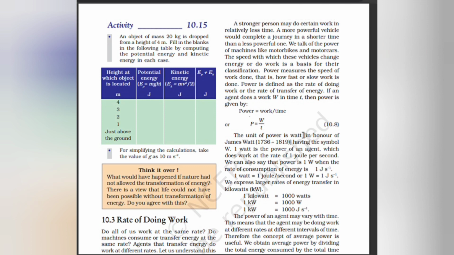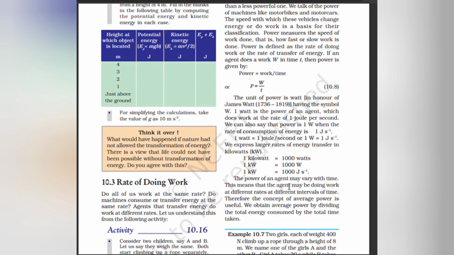The unit of power is watt, in honor of James Watt, having the symbol W. 1 watt is the power of an agent which does work at the rate of 1 joule per second. We can also say power is 1 watt when the rate of consumption of energy is 1 joule per second. 1 watt is equal to 1 joule per second. Express the larger rate of energy transfer in kilowatt. 1 kilowatt is equal to 1000 watt, which is 1000 joule per second.